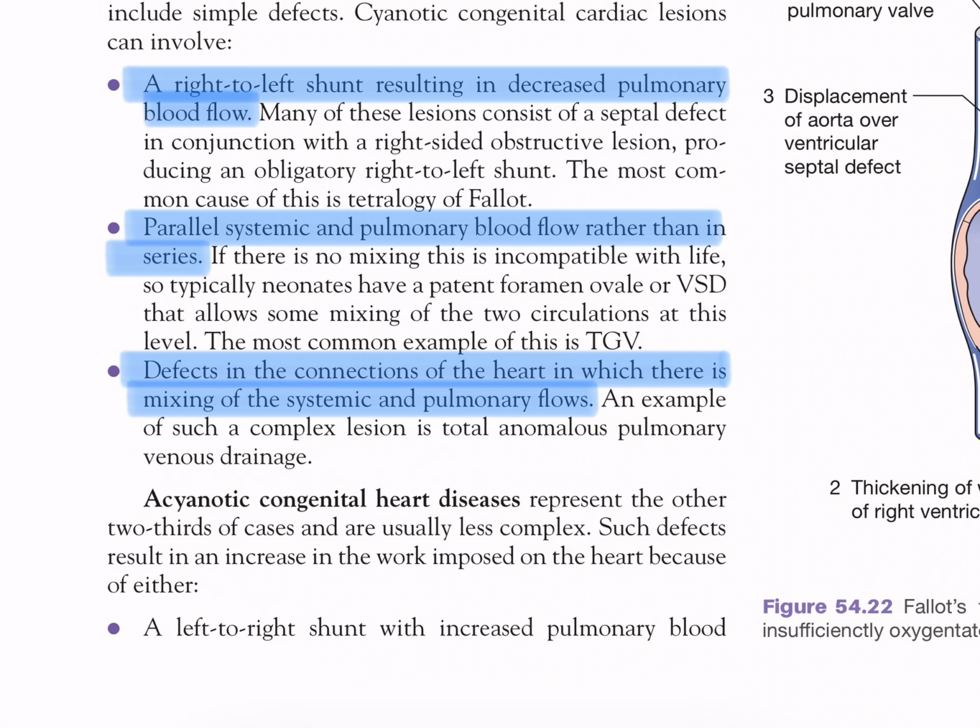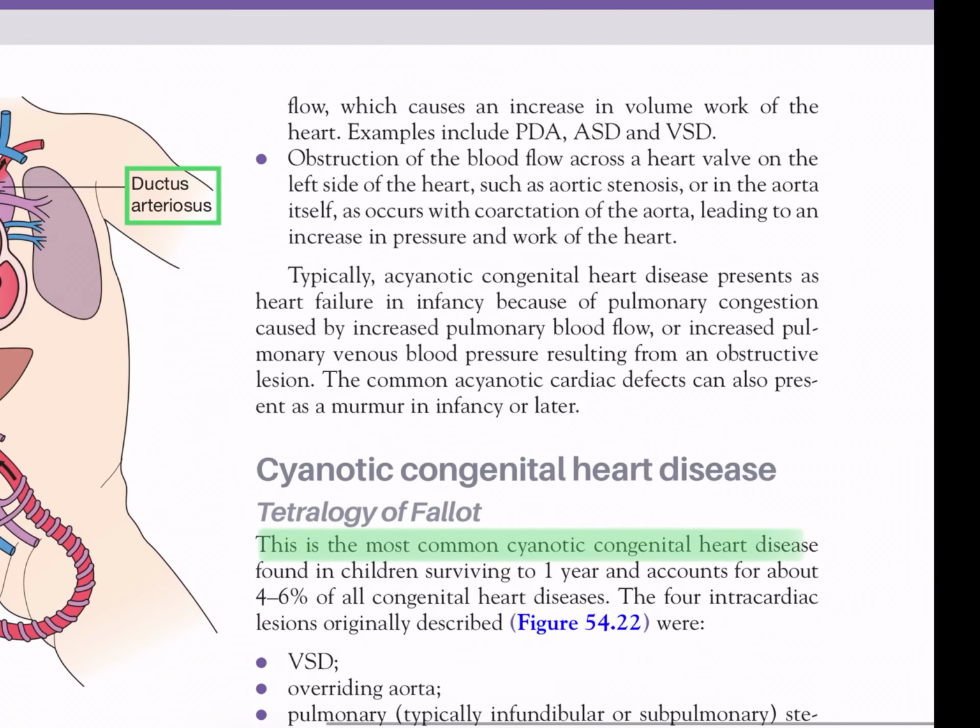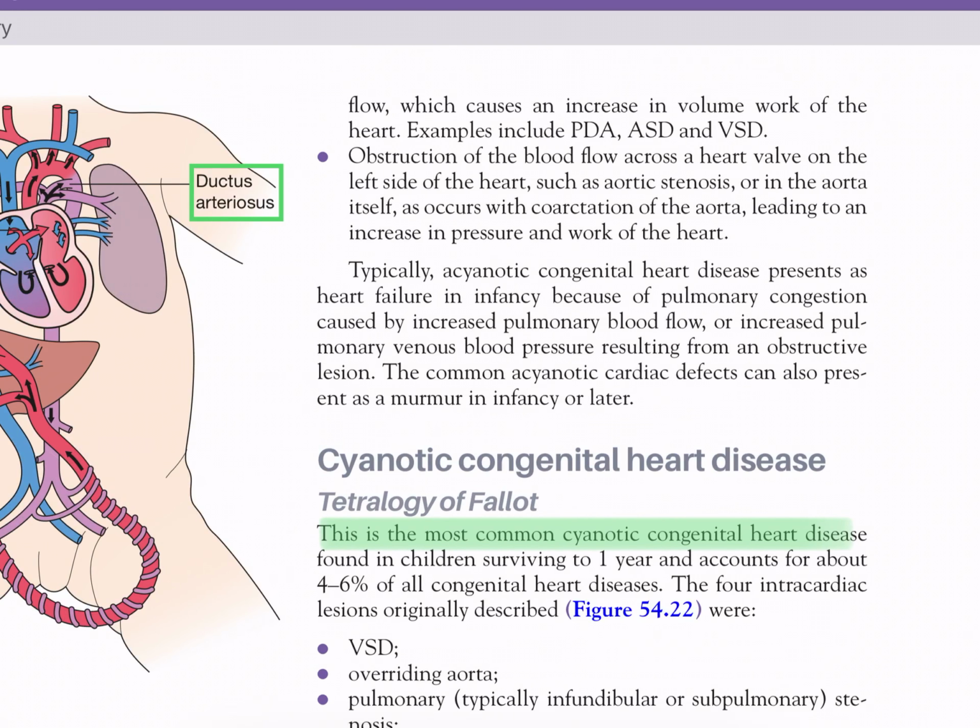Now, acyanotic congenital heart disease. These represent the other 2/3 of the cases and are usually less complex. Such defects result in an increase in the work imposed on the heart because of a left to right shunt with increased pulmonary blood flow, which causes an increase in volume work of the heart. Examples: PDA, VSD and ASD.